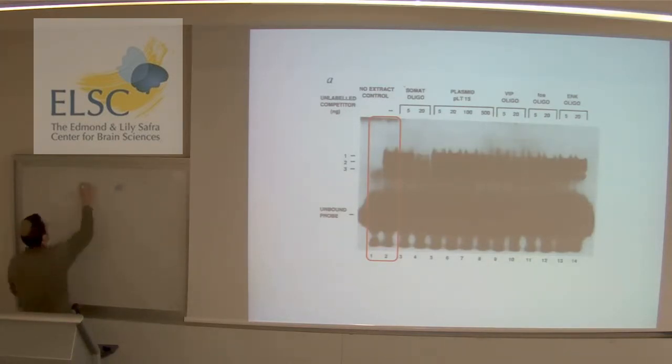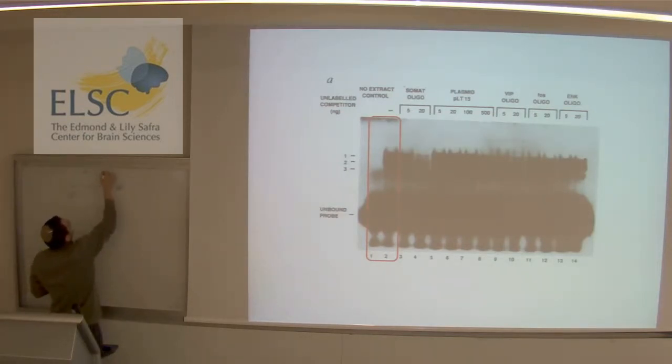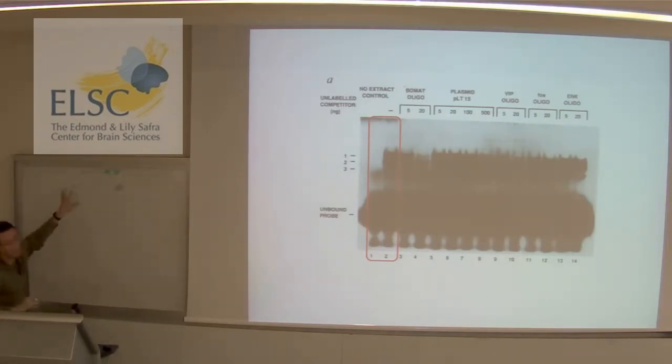And then now we've added the extract, and in the extract there is some, let's call it CREBP-like protein. And so there's something in the extract that binds to the molecule and causes it to be delayed. That's what you see in the second lane.